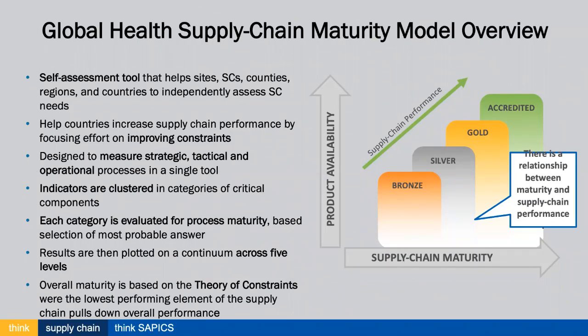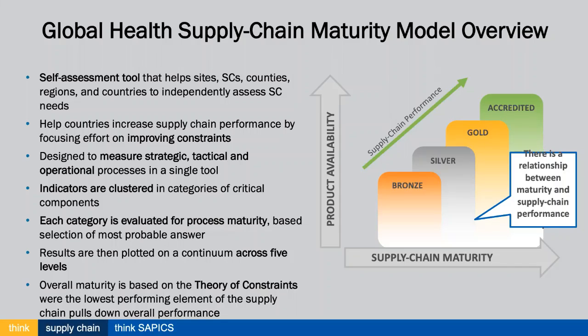The Global Health Supply Chain Maturity Model is a self-assessment tool that can be used by different sites, different supply chains, counties, countries, regions, for them to independently assess their own supply chain needs. It helps countries to increase their supply chain performance by focusing on improving their constraints. And it is designed to measure strategic, tactical, and operational processes all in a single tool. So there's no one tool for strategic or tactical or operational, but you're able to put them all in one tool and be able to look at the assessment from that perspective.